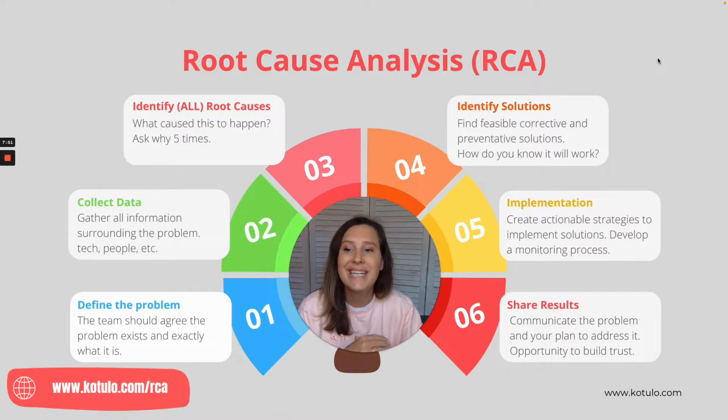And then you want to identify all root causes. So you want to ask yourself what caused this to happen and why. A traditional method that people used to use, or still do, is to ask why 5 times. But I want to put this in conjunction with asking 5 times to all the possible root causes, because what we can do is get stuck on one cause, ask 5 times, and then we've wrapped up all of our conclusions around this one thing.